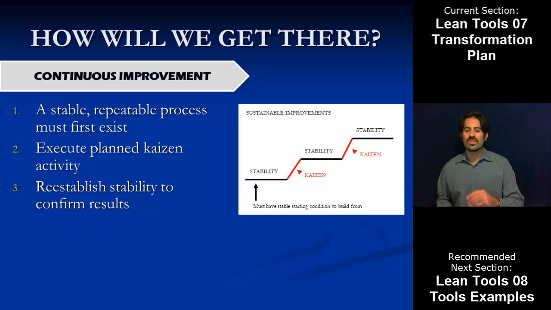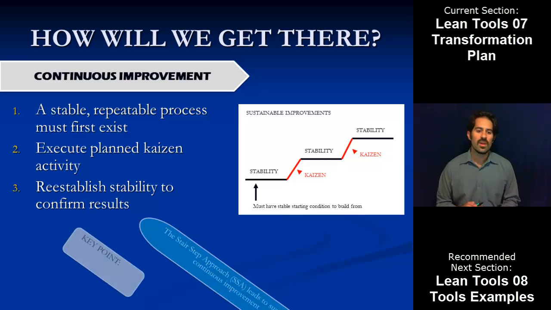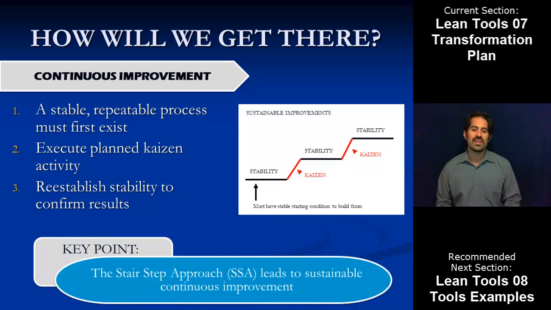It really looks like an iterative process of establishing stability, then a Kaizen event to level it up, reestablishing stability, and so on and so forth. And the key point out of this is that the stair-step approach is really what leads to sustainable continuous improvement, things that last once we walk away from them, and a shop floor that really manages itself.